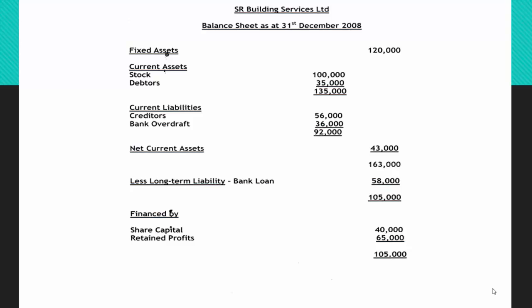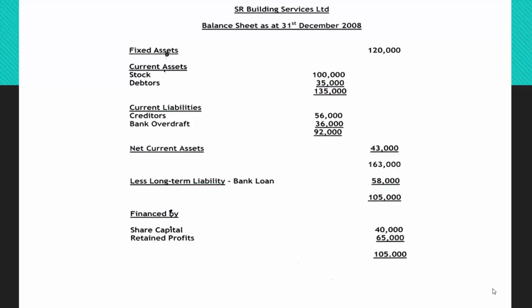The current assets at 43,000. In this case it's got a slightly different category in there. It's got less long-term liability. So this is the bit where we're saying, well, actually, of these assets that the business has got, it's got 43,000 current assets, 120,000 fixed assets, and therefore £163,000 worth of assets overall. So how is that funded? Where does that come from? And in this case, it's a long-term bank loan of 58,000, share capital, money put into the business originally by its owners, 40,000, and retained profits of £65,000.